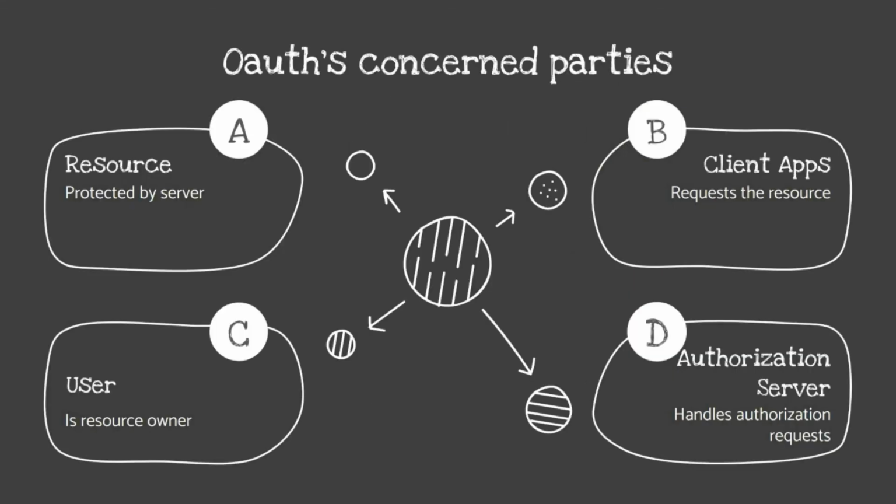These are the 4 components of OAuth. The first one is a resource. It could be an API to read files, or it could be an API to write files, and this is protected by the server. The second one is the client app, the Frame app in our example, and it requests the resource. The third one is the user, who is the resource owner, that means us. And the fourth one is the authorization server, which handles authorization requests, and this server is trusted by all concerned parties.